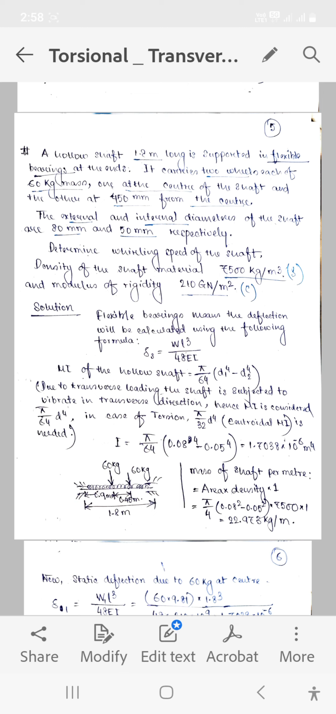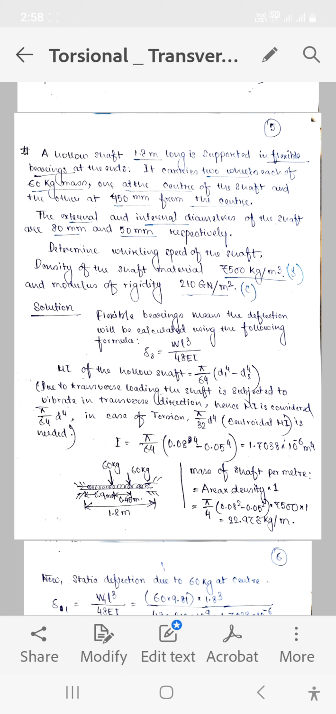Now it carries two wheels, each of 60 kg mass, so it is supporting two wheels. One is at the center of the shaft. Due to that, the deflection will be WL cube by 48 EI. That is the expression of deflection due to a central weight for a simply supported shaft.